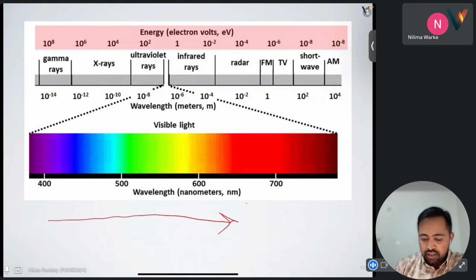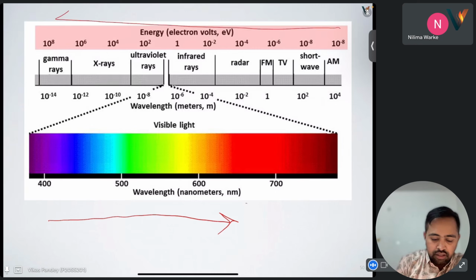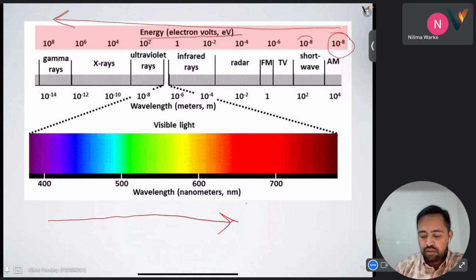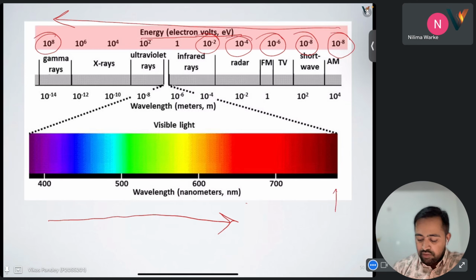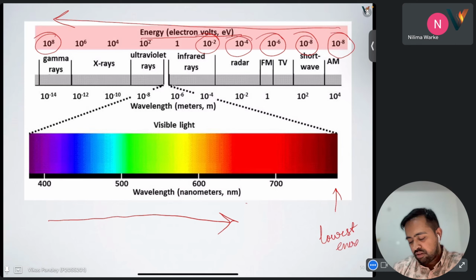decreases. You see, the energy is increasing on this side, right? Energy in electron volts. It is 10 to the power minus 8, minus 6, minus 4, minus 2, going to 10 to the power minus 8. So as I was saying, red has the lowest energy as well as the largest wavelength.